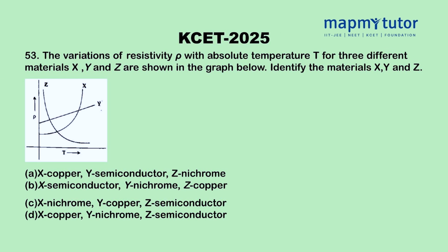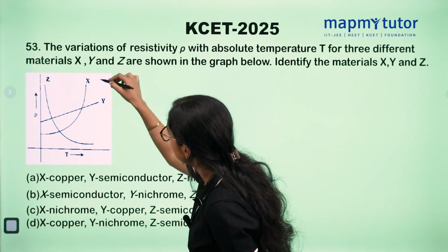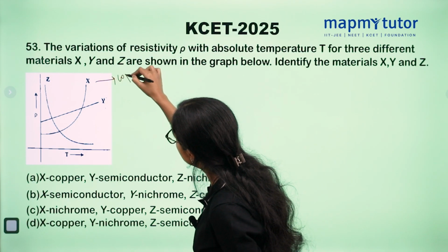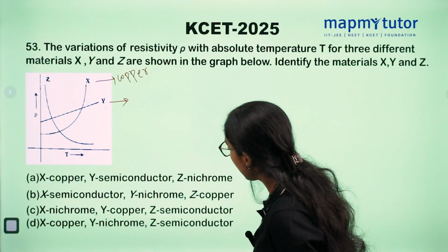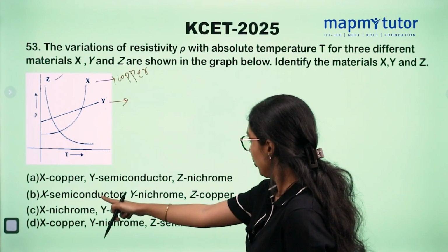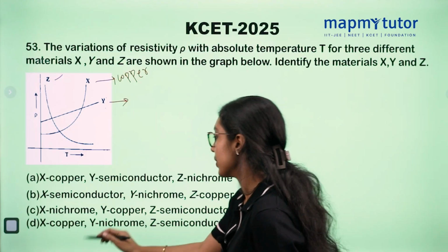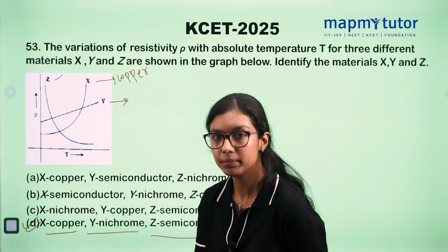This graph, do you remember it somewhere? It's directly asking your CET. You need to tell what is X, Y, and Z. So X is my copper, Y is my nichrome, and Z is my semiconductor. So which option is correct? Option B. X is my copper, Y is my nichrome, Z is my semiconductor.